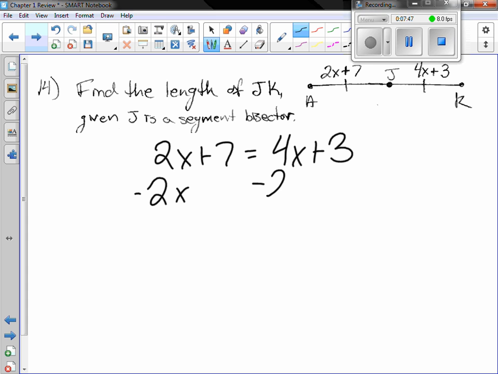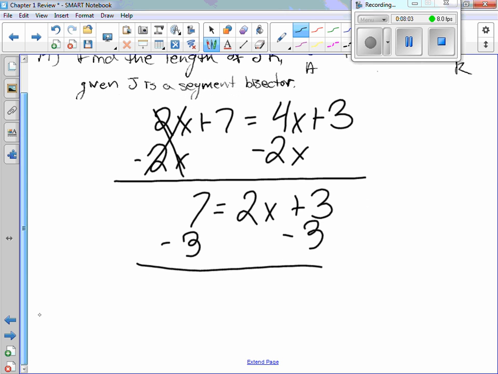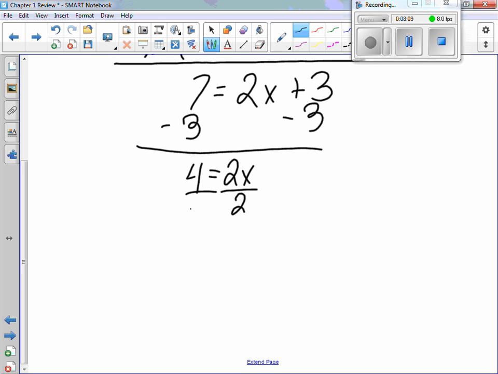And I'm going to subtract 2x to get the x's on the same side, because 2x minus 2x cancels out, giving me 7 is equal to 2x plus 3. Then we can subtract 3 from both sides, telling me that 4 is equal to 2x. Divide both sides by 2, and we get 2 is equal to x.